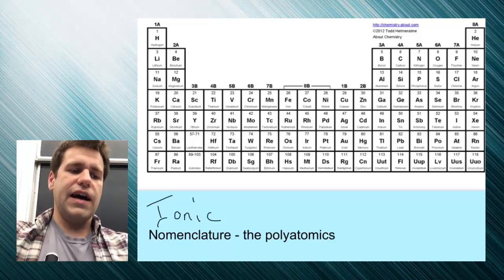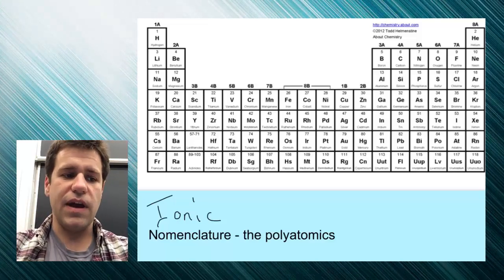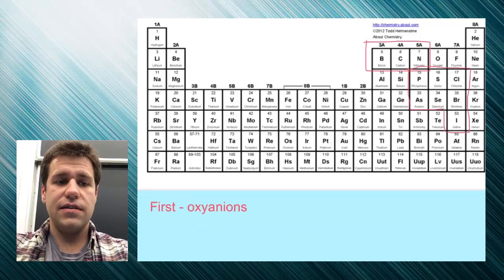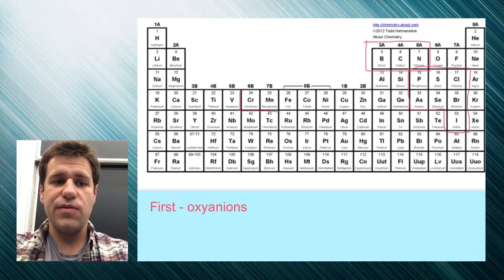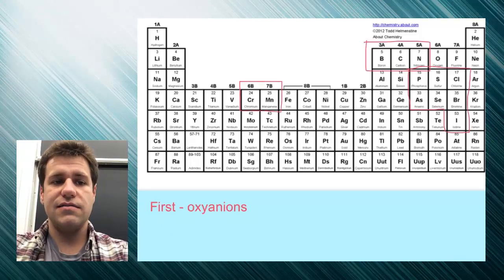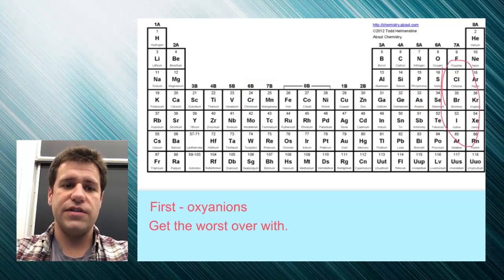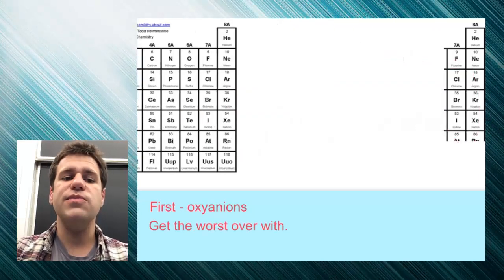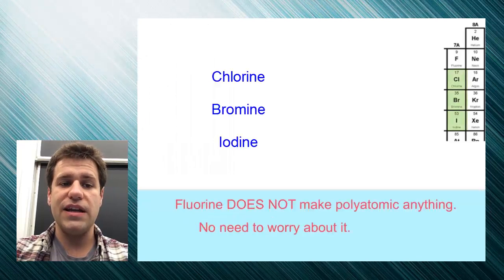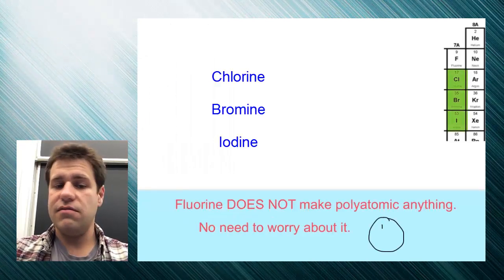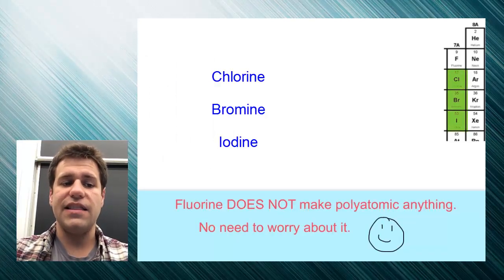Part 3 of Ionic nomenclature. This round we're going to be dealing with the polyatomics. The main ones that we focus on are the oxyanions. So let's do the worst of them first, the halogens. The only ones we need to deal with are chlorine, bromine, and iodine. Fluorine does not make polyatomic anything.